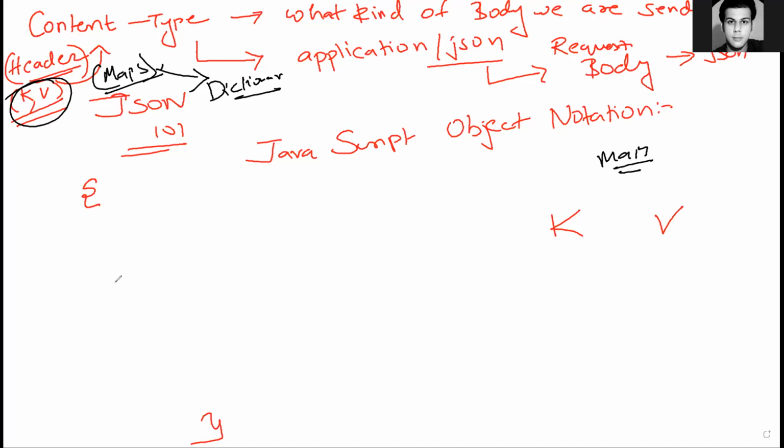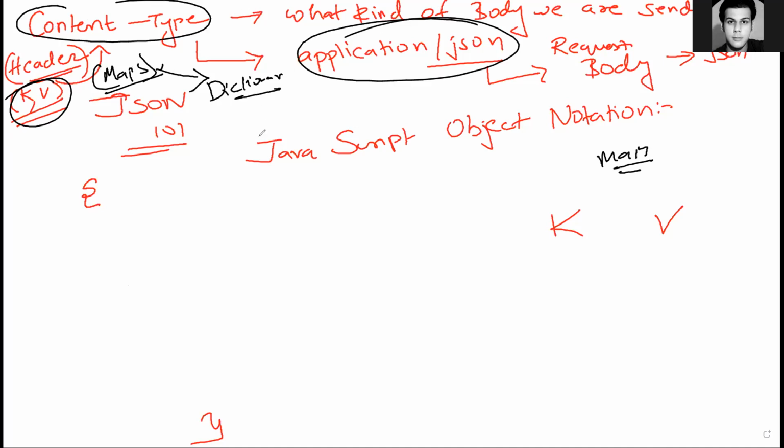JSON is also a key-value pair. XML is also something like that. So these things are all correlated and connected to each other. There's nothing technical over here, it's just that something called maps might come into the picture. Anyways, what is a key and a value? Content type, application JSON. So content type was my key, application JSON was my value.